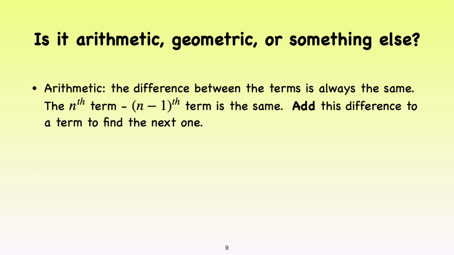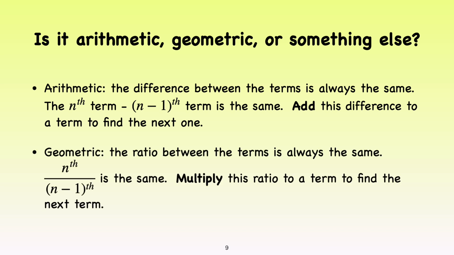In the case of an arithmetic sequence, the difference between the terms is always the same. The nth term minus the previous term, the n minus 1 term, is the same. The difference between any term and the one before it should be the same. Add this difference to a term to find the next one.